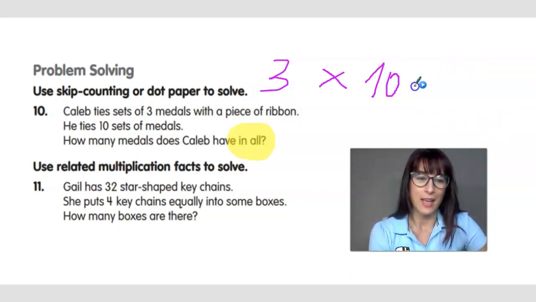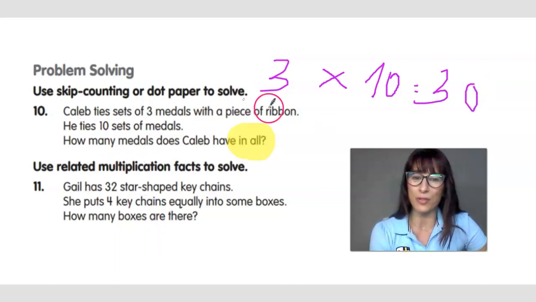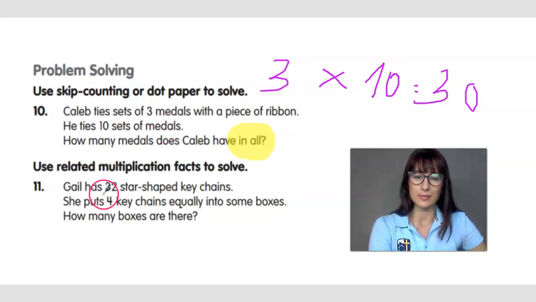Equals, what's 3 multiplied by 10? 30. There you go. Our first problem is solved. And of course, I would have to write in the answer. Caleb has 30 medals in all. Great. Now, in exercise number 11, we need to use related multiplication facts to solve.